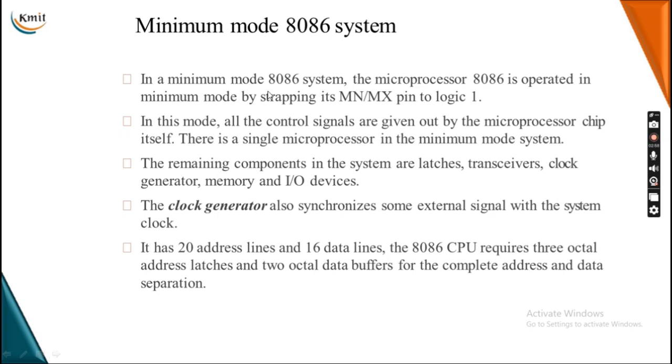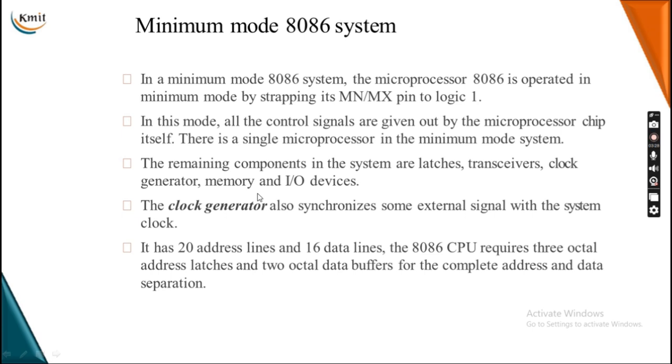In your minimum mode 8086 system, the microprocessor 8086 is operated in the minimum mode by making the MN/MX bar pin logic 1. In this mode, all the control signals are given out by the microprocessor itself. So there is a single processor in the minimum mode system. The remaining components are latches, transceivers, clock generators, memory and IO devices.